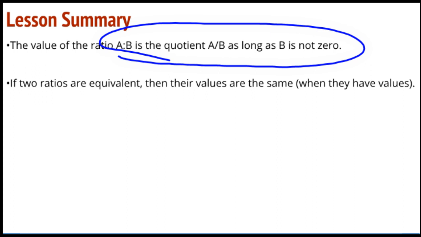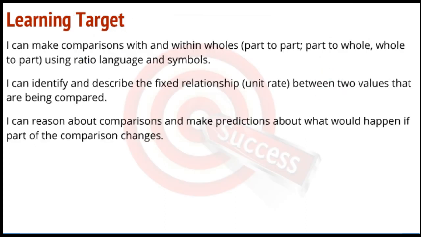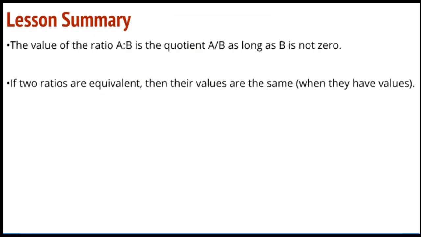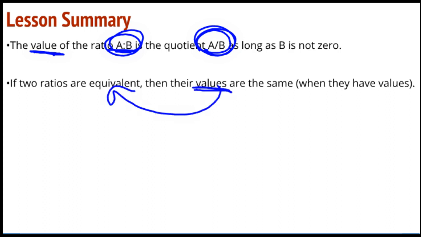The value of the ratio is the quotient of the parts of the ratio. I'll say that one more time. The value of this ratio is the quotient of the parts. The parts are A and B, and we find their quotient to find the value. When ratios have the same value, they are equivalent.